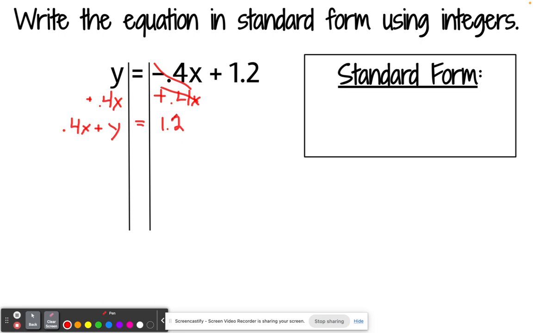Well, that's all fine and good, except for the fact that I have a decimal. Actually, I have a couple of them, and I said they all have to be integers. I cannot have decimals. So how can I get rid of that? Well, to make 0.4 into a whole number, I'd have to multiply by 10. That would move my decimal point one place to the right. If I move my decimal one place to the right here, that would also make this 12. So let's multiply both sides by 10.